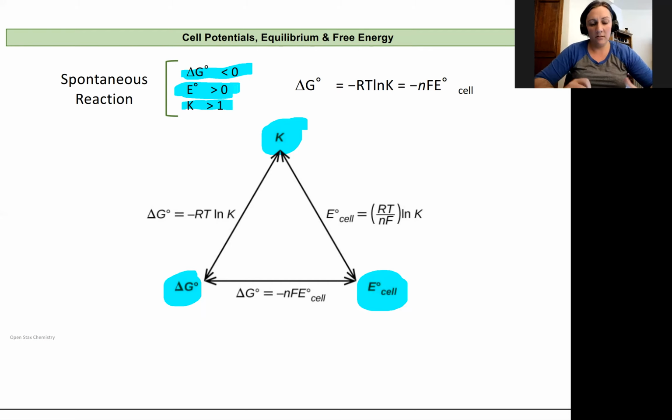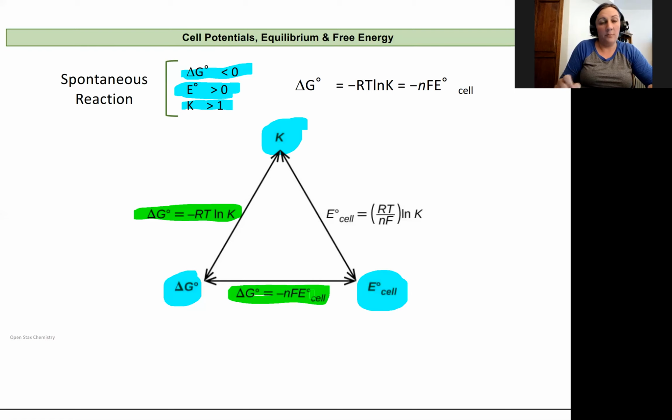I like this triangle just because it summarizes really well how to convert in between these three different values and the equations that you would need to be able to manipulate and use to solve problems with all three of these. We have our free energy and relationship to equilibrium constants. We have our free energy relationship to our cell potential, and we have our cell potential relationship to our equilibrium constant.